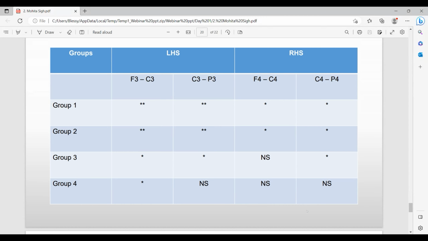So for the voltage in the central area, for the left hemisphere F3P3, F3C3, C3P3, and for the right hemisphere F4C4 and C4P4 electrode systems were studied. In group 1, the significance was at the level of 0.01 in the left hemisphere. For group 1, the significance was at the level of 0.05 in the right hemisphere. Similarly, the significance level decreased as the IQ score decreased, with non-significant results being obtained for group 4 in both left and right hemispheres.